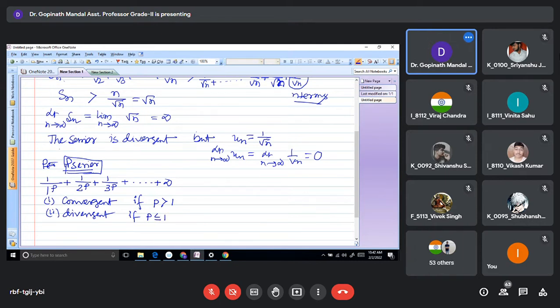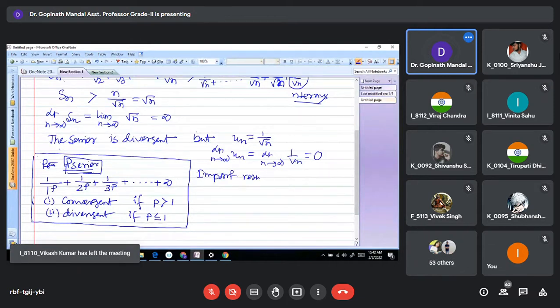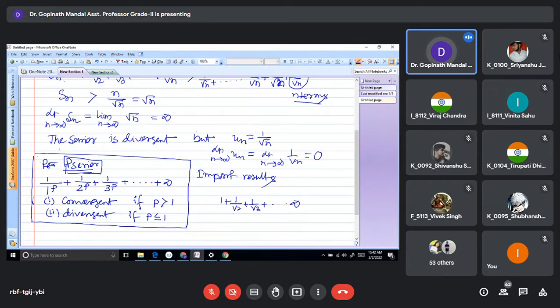So this is an important result. Proof is not necessary. So what we did actually, 1 by root 2, 1 by root 3, this is which series? One form of the P series, right? Yes, sir. Or p equal to half, so this means 1 by 2. This series is divergent. Okay.